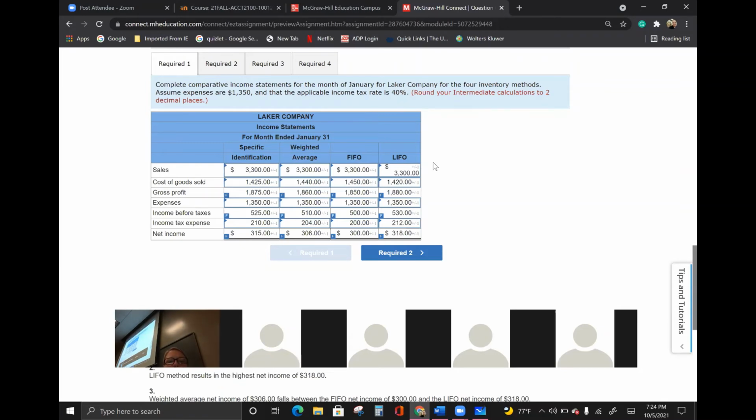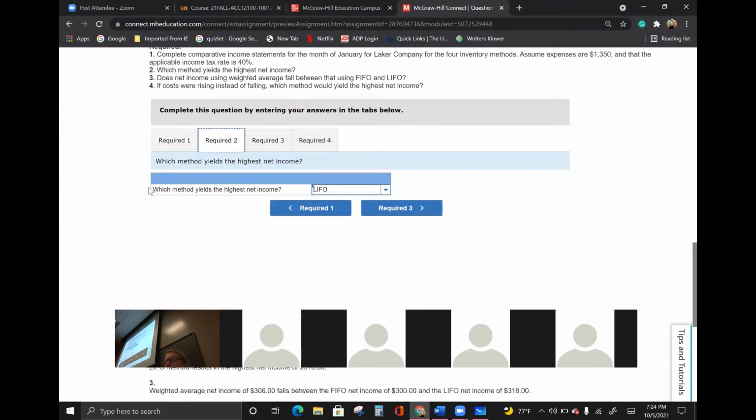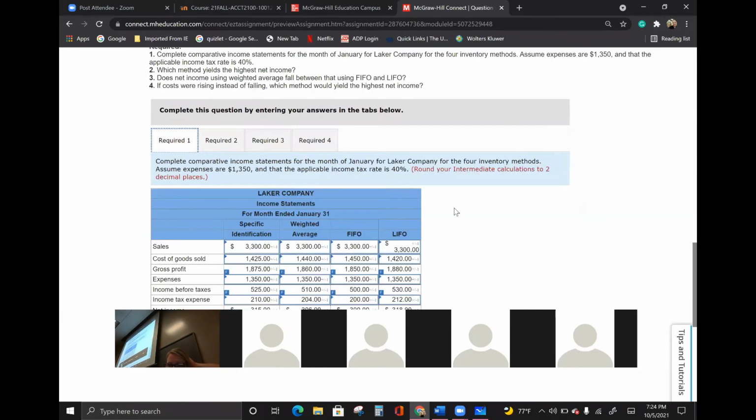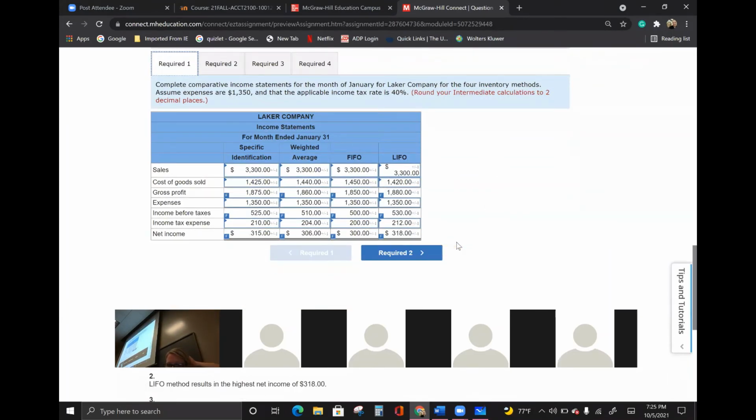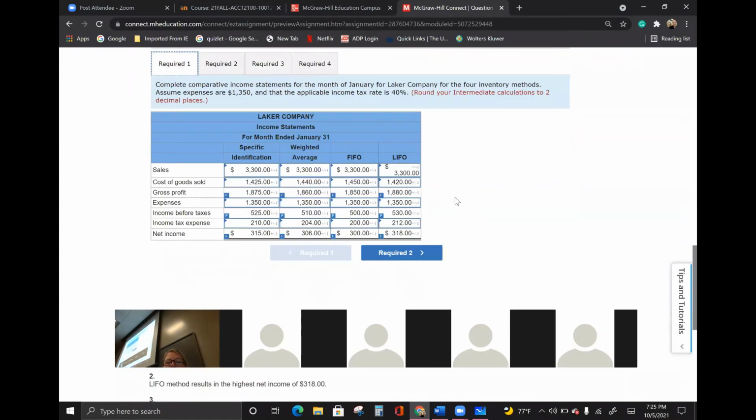So do y'all have any questions on that? Okay, so which method yields the highest net income? Well, we can look and see because we just calculated out LIFO. Does net income using weighted average fall between FIFO and LIFO? So here's my weighted average at 306 and it does fall between.